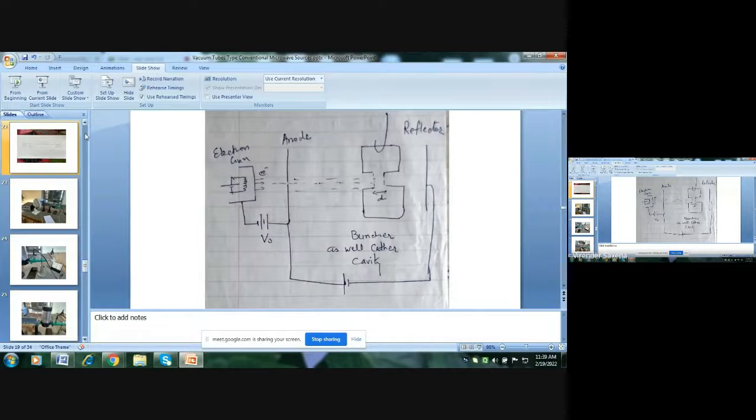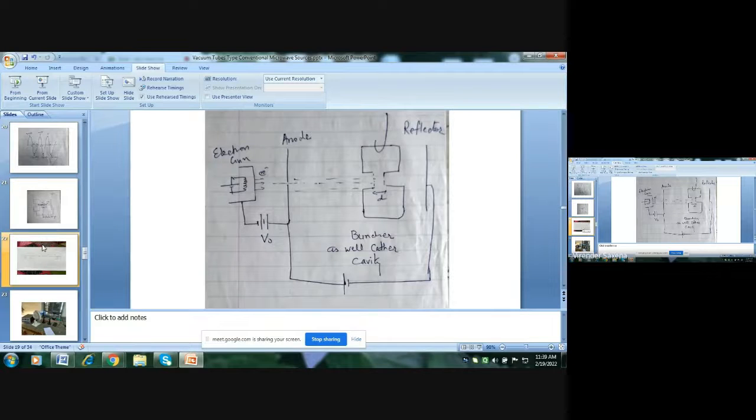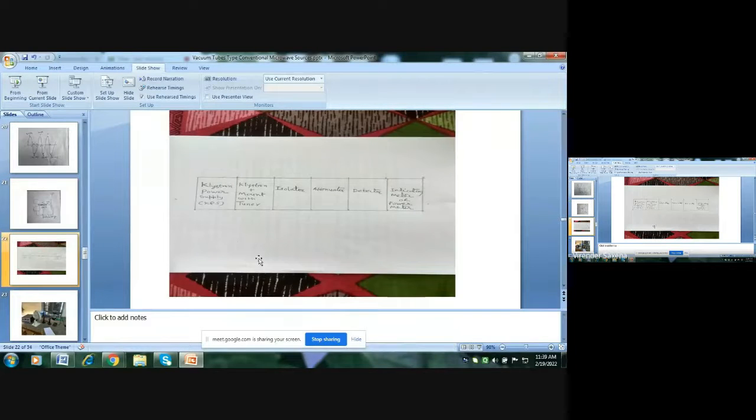Now this is the block diagram of the experiment which we perform in lab. Klystron power supply, Klystron with Klystron mount and tuner, isolator, attenuator, detector, and at the last power meter or indicating meter. So here it is Klystron power supply.